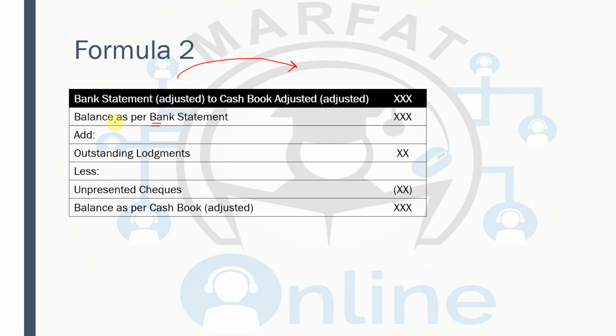So if you have the balance as per bank statement and you want to reach to the cash book balance, add the outstanding lodgement, because when it is being cleared, it will be added. Deduct the unpresented checks, because when the supplier takes the check to the bank, it will be deducted and you will reach the cash book balance.